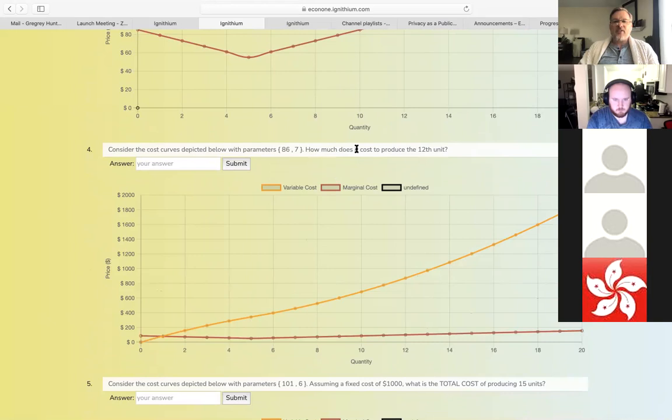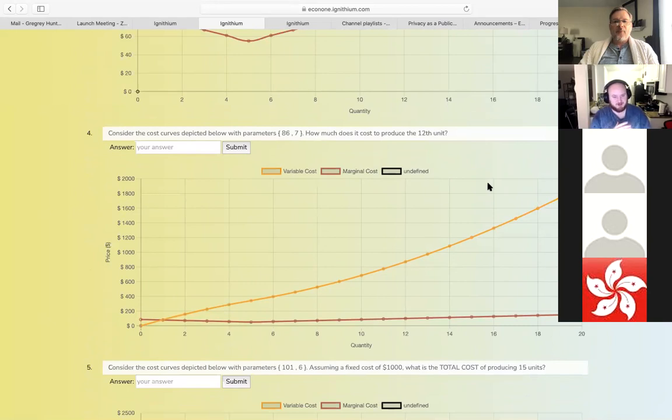And how much does it cost to produce the 12th unit? So, okay, just reading this problem, I guess I'm a little fuzzy. I think I still need to review the videos again. But would the total cost just be the variable cost plus the marginal cost, or no? Because the variable cost includes the marginal.